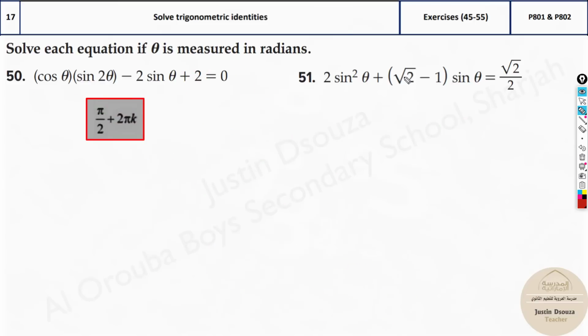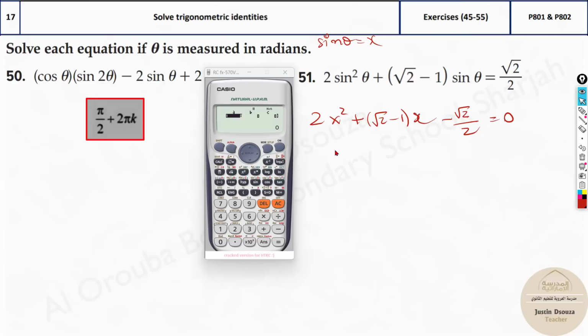Now here this is a simple problem but looks complicated. I'll just tell you how to do this quickly. Here, just consider sine theta equals x and simplify. It'll be 2x squared plus root 2 minus 1 times x, and bring this inside, minus root 2 by 2 is equal to 0. Use your calculator to solve this quadratic equation. Substitute the coefficients 2. Now here, let's use the bracket. As it is, just type it out. See, now over here you need to be careful with the brackets and everything.